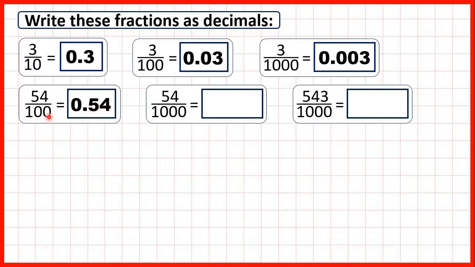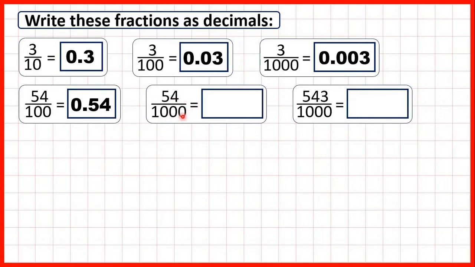The denominator of 100 tells us that we can't go beyond the hundredths. We can only have 2 digits after the decimal point, and that means the 5 gets pushed over into the tenths column. Now we have 54 thousandths.